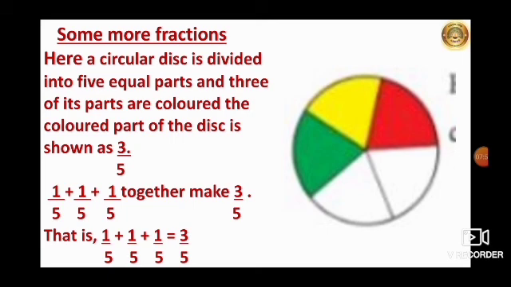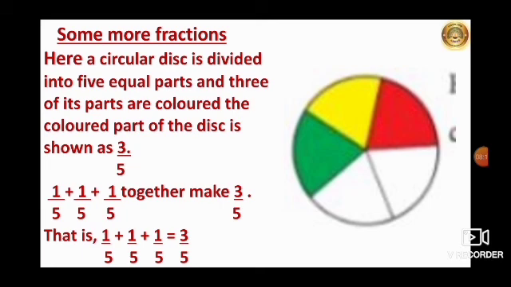Now can you see the disc over here? How many parts are given? Count it down. 1, 2, 3, 4, 5. 5 parts have been made here and only 3 parts are colored. So how will we read this? As 3 upon 5. Only 3 parts are colored, but in total how many parts are there?